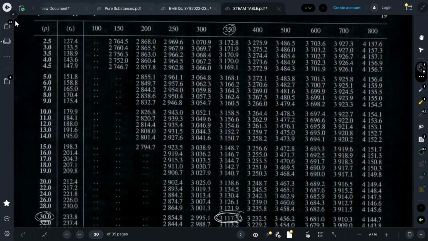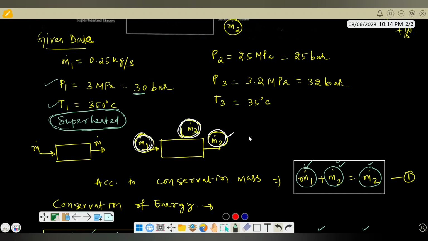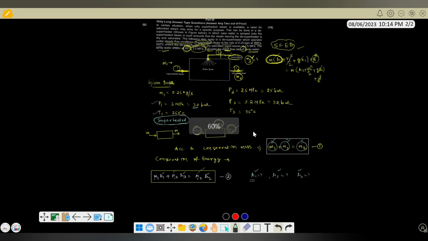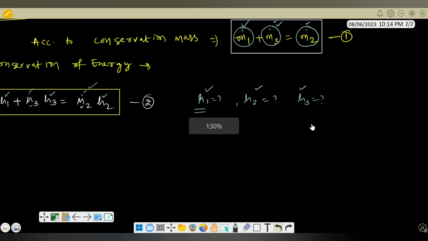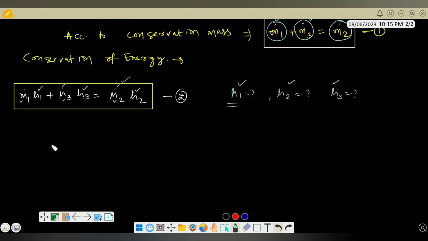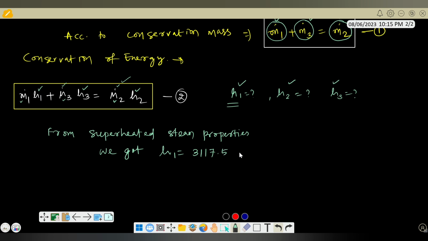Okay, so let us return back to our problem. So here we can say the h1 value we got is 3117.5. Okay, so this data we got from the steam table. So I can write, from the superheated steam table or steam properties, we got h1 equal to 3117.5 kilojoule per kg, right? Okay, so we got one data, that is h1.